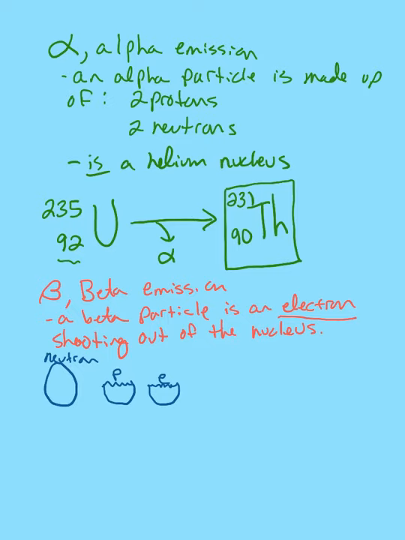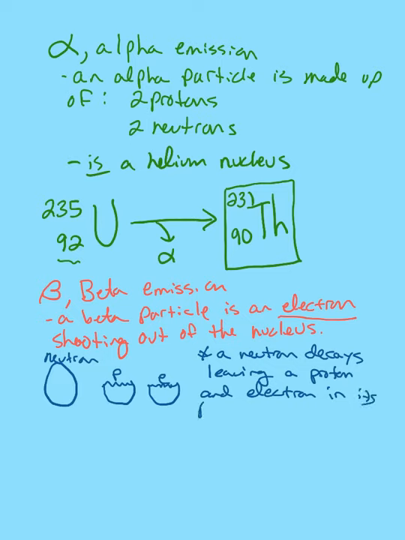Okay, so let's write down exactly what this is. A neutron decays, leaving a proton and electron in its place. The proton stays, so now you have a new proton that you didn't have before. The electron leaves.